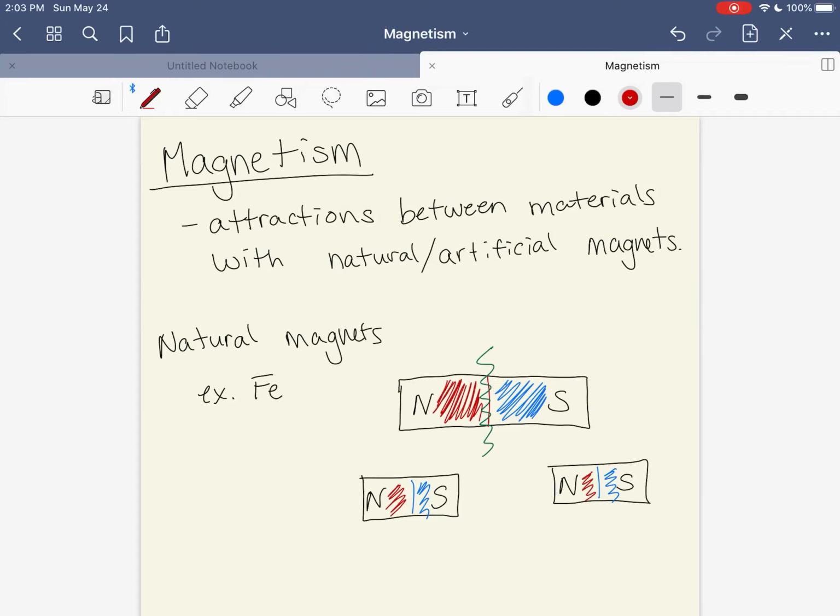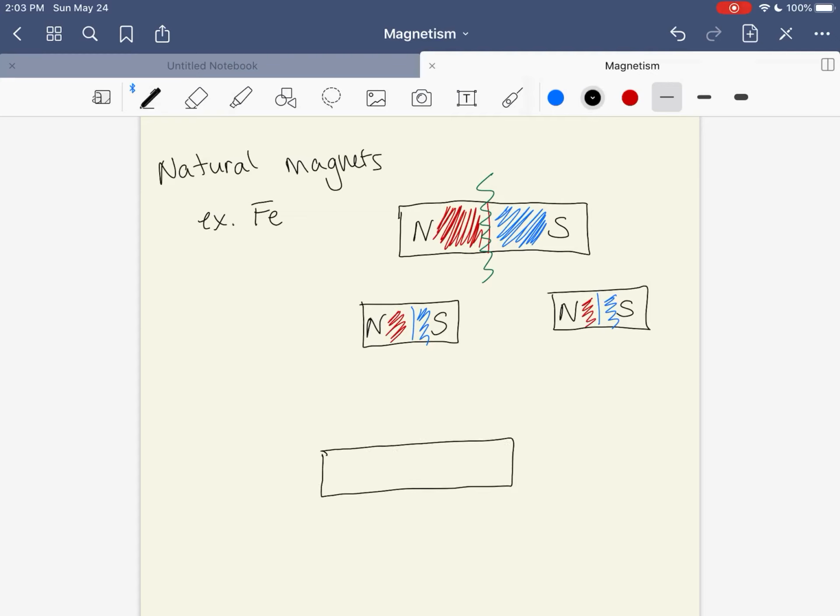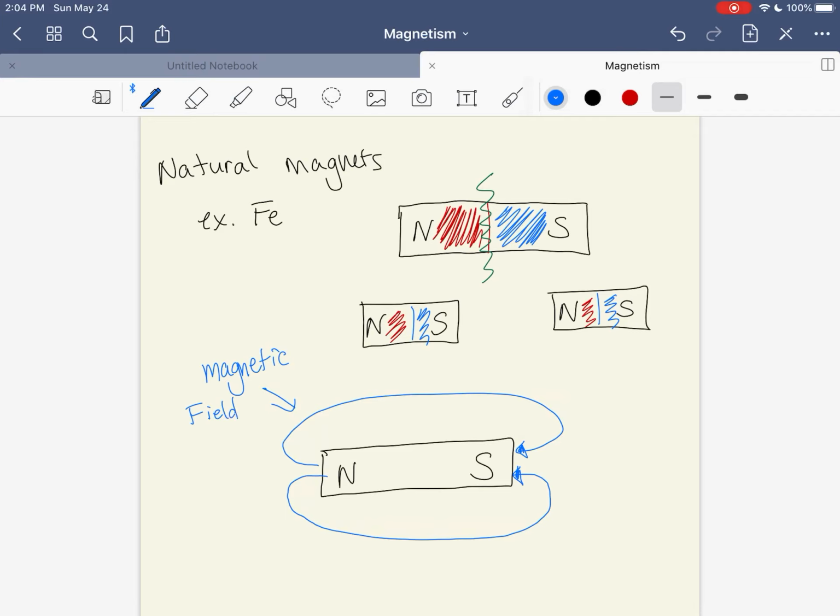Now, magnets have what we call a magnetic field. When we draw a magnet, we're just going to draw a bar magnet again here. We'll have our north pole and our south pole, and we have these things called magnetic field lines. Magnetic field lines come out of the north pole of the magnet, and then they wind their way back into the south pole of the magnet. That happens in 360 degrees around the magnet. These are called magnetic field lines.